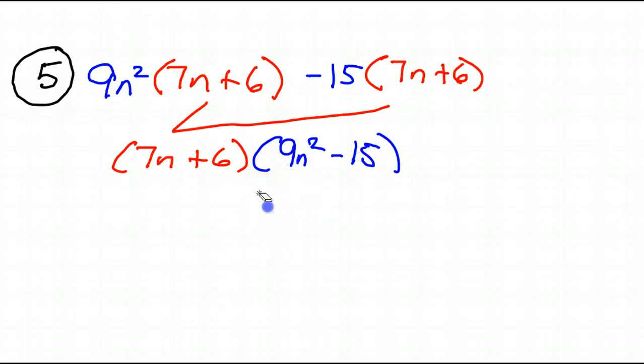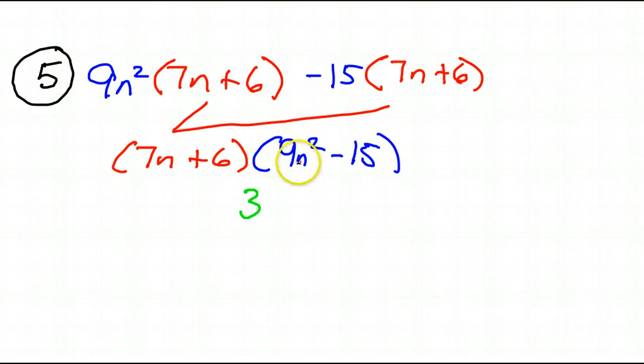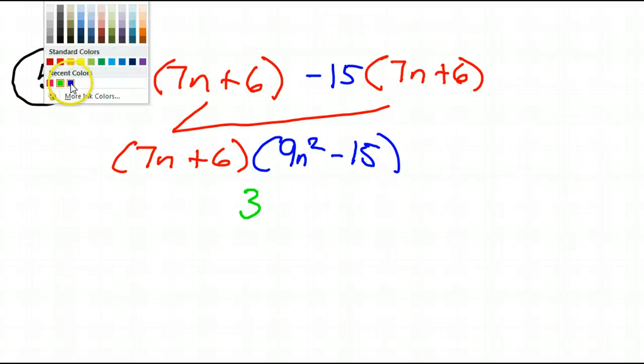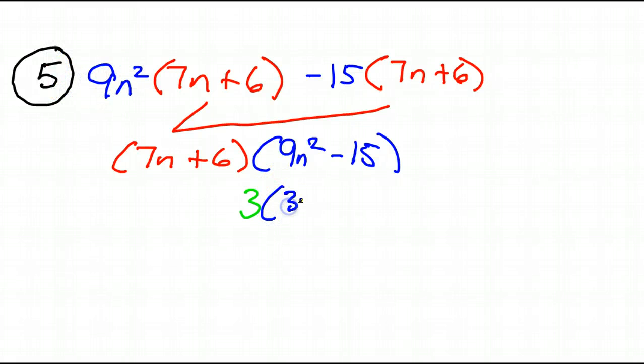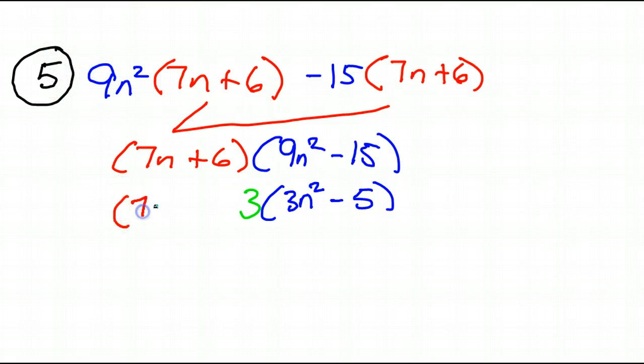But you know what, I'm going to make it green so you can keep track of it. Alright, I'm pulling out the common 3 here. That's going to leave behind 3n squared minus 5. Agreed? Now, I still have the red part, the 7n plus 6. So really, I have 3 factors: 7n plus 6, the 3, and then 3n squared minus 5. I have all 3 of these things multiplied together.